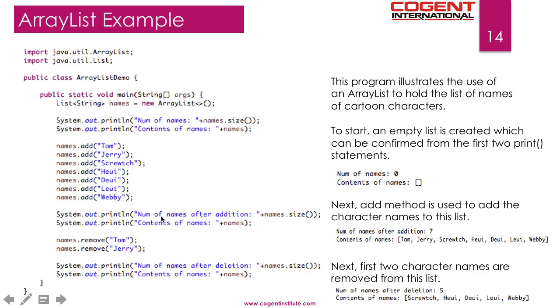Next, when we print the number of names after this addition, we get 7 because there are 7 entries made to the list, and the contents are displayed as shown here. Next, the first two character names are removed from this list using the remove method. Now when we print the number of names after deletion, it will be 5 and the contents will be as shown here.